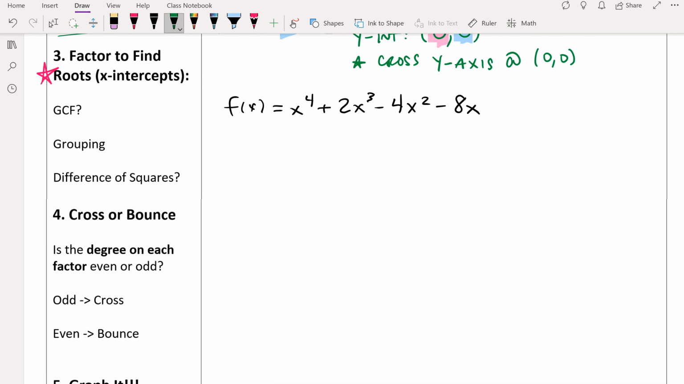We have 4 terms, 4 pieces, 1, 2, 3, 4. So what type of factoring should we try? We know we need to try factor by grouping, but first always factor out a GCF if you have one. So do we have a GCF? Is there something in common in all these terms? Yes, they all have x. So we're going to factor out an x. That's going to be the first thing we factor out.